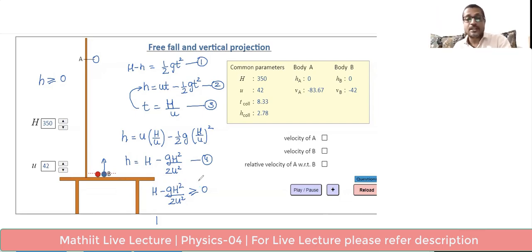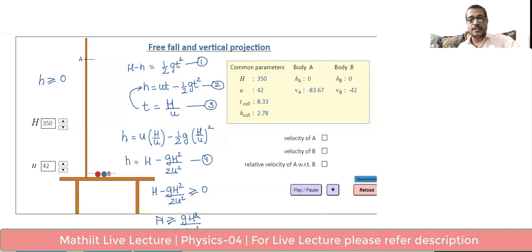But are we allowing that condition to happen now? No. So we are not looking at h value being less than 0. Less than 0 means below the table. Equal to 0 on the table. Greater than 0 above the table. Okay. So now you have capital H greater than or equal to g h square by 2u square.